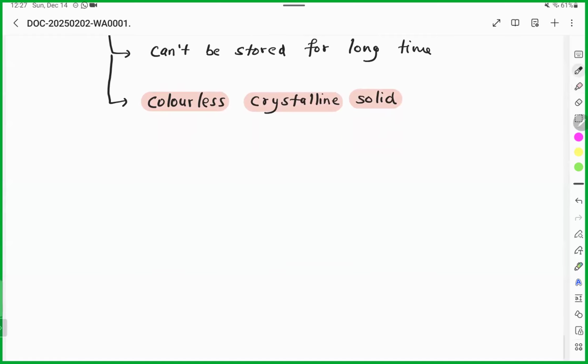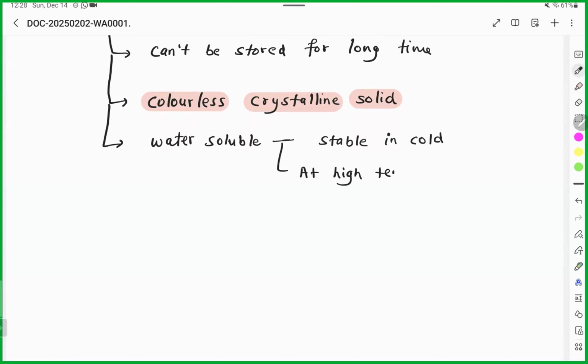Correct. One physical property. Second physical property, it is water soluble. Why? Salt. It is water soluble because it is a salt. But it is stable only in cold, at low temperature. What happens in case of high temperature? It will react with the water. Water soluble, but at high temperature it will react with the water itself. Correct. Why? Because normally water acts as a solvent, but here it is reacting with the water, right?